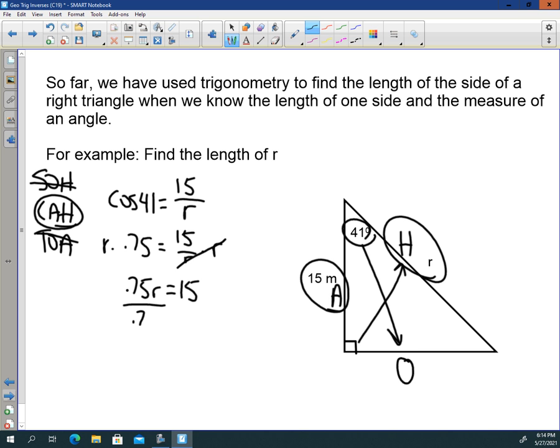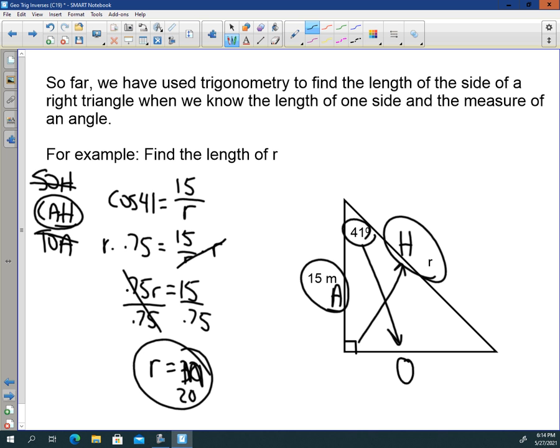Dividing both sides by 0.75 cancels these here, leaving r by itself. So we have 15 divided by 0.75, and that is 30. Done. That's not right. 15 divided by 0.75 is 20. It's 20. All right. Got it? So that's how you do it.